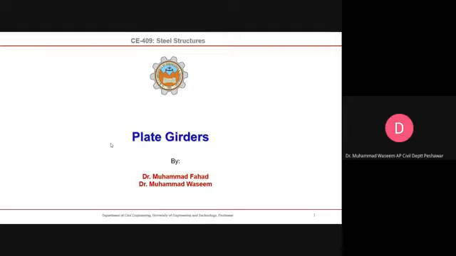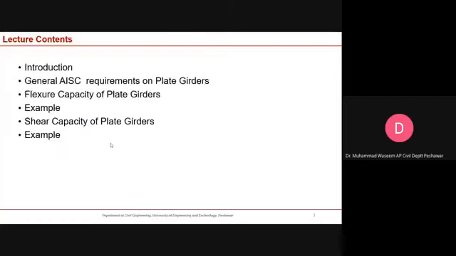Okay, so today we are going to discuss the plate girders and we are going to review how we can compute the flexure capacity of plate girders and how we can calculate the shear capacity for plate girders and what are the different components of plate girder. Okay, so this is the content of today's lecture.